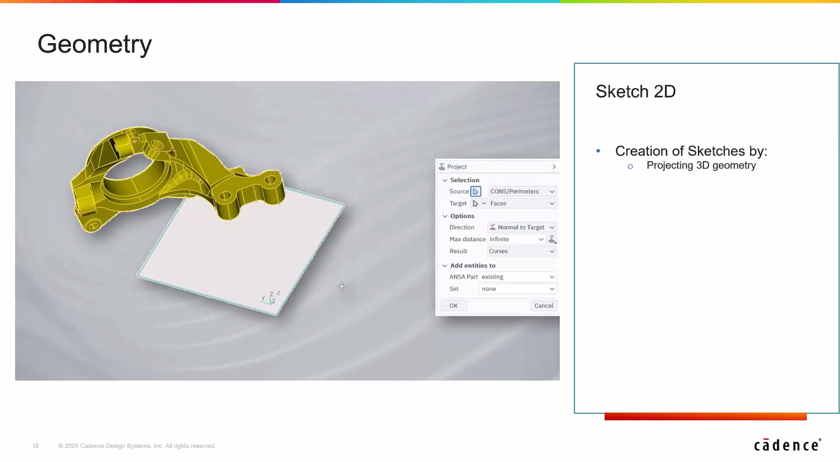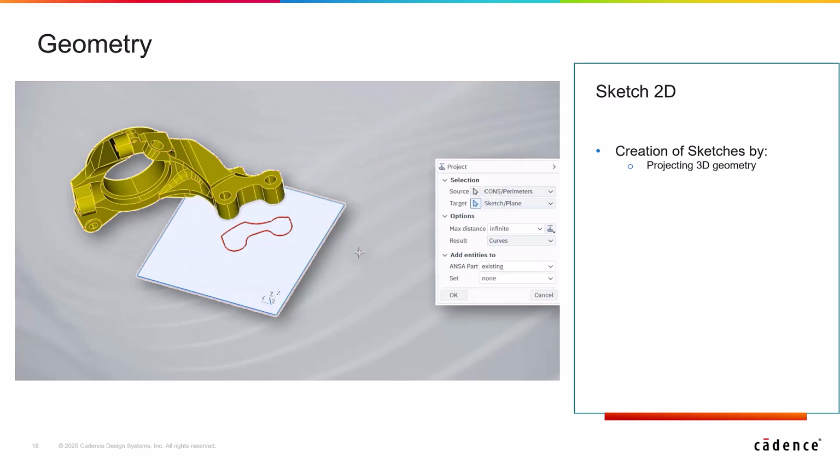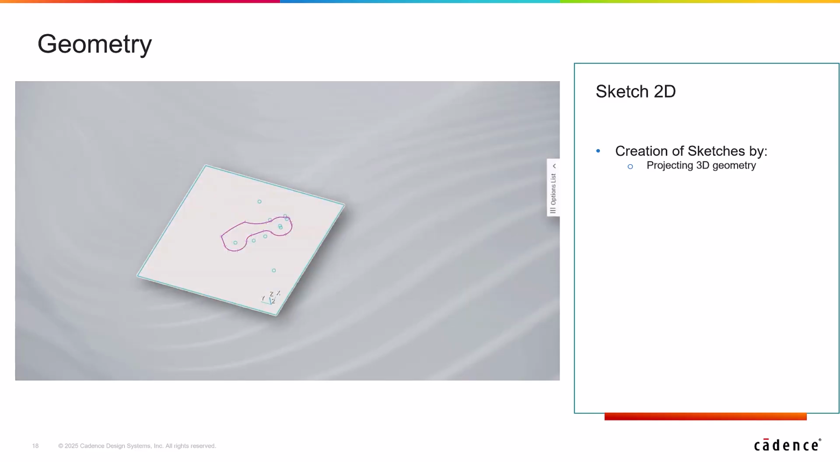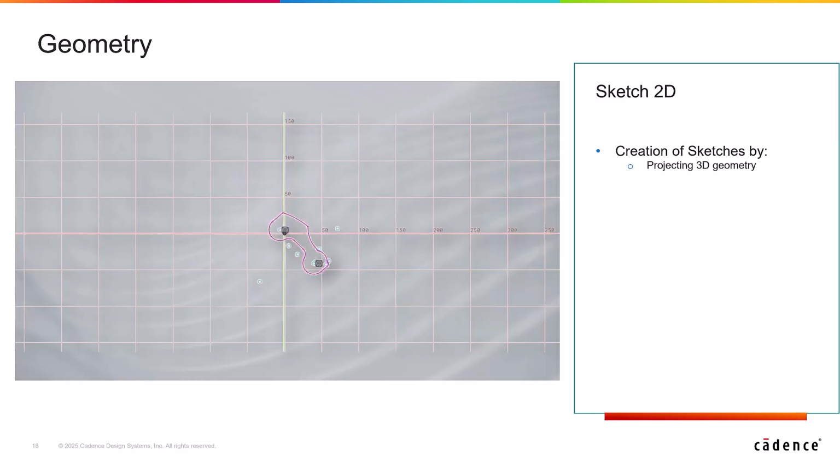With this release, users can project existing geometries directly into sketches. Users can now apply constraints and dimensions to these imported projections, enabling full parameterization and greater control.